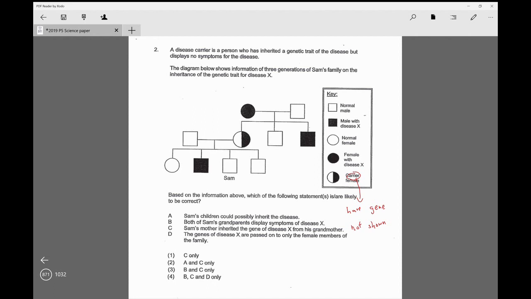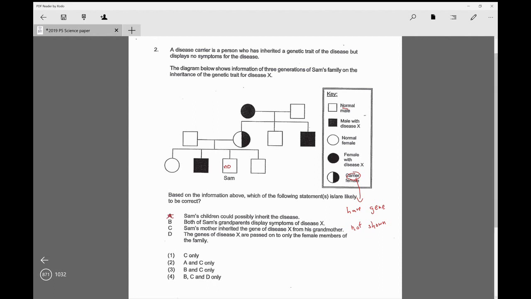So let's look at the information. They say A, Sam's children could possibly inherit the disease. So this is Sam, right? Sam is normal, so no disease. He doesn't have this genetic disorder, which means this disease is not in his body, in his genes. He cannot pass it on. So this information here is wrong.